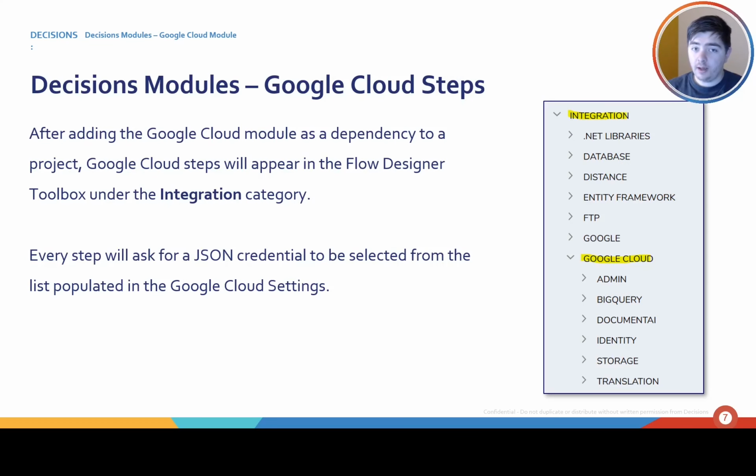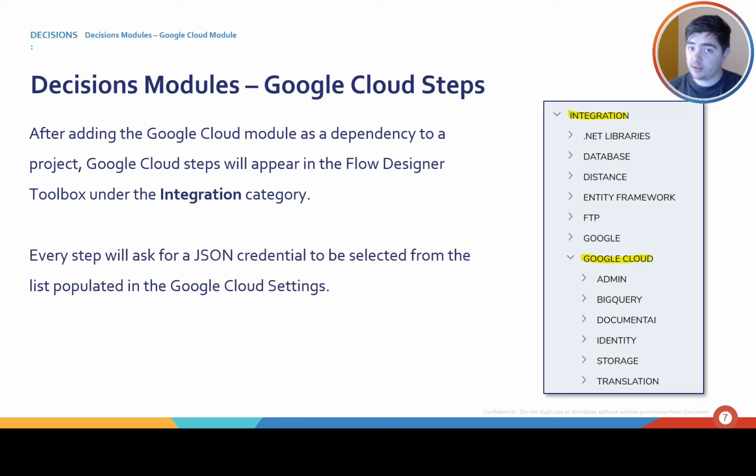Okay, so now that we have the Google Cloud module configured, let's talk about how to use the steps. When you add the module as a dependency to the project, you will then have access to the Google Cloud steps, which will be found under the Integration tab. Those 6 categories I mentioned earlier are also categorized within the Flow Designer. So you see admin, BigQuery, document AI, identity, storage, and translation.